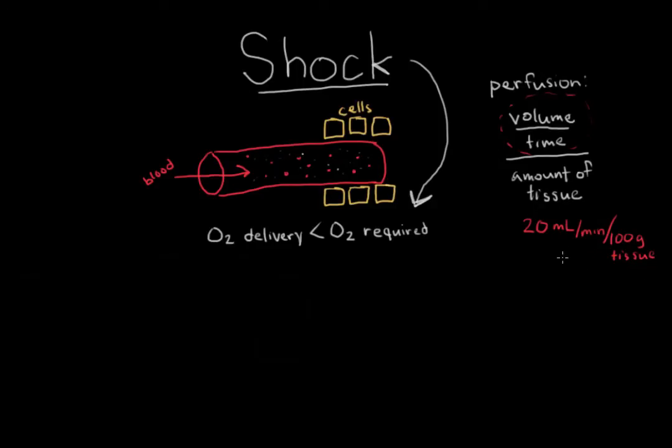Now we know that cells require oxygen, and there are things that can increase or decrease the amount of oxygen required by cells. For example, if you're exercising, you're going to have an increased oxygen requirement. But when we talk about shock, we mostly focus on this oxygen delivery. So let's take a look at oxygen delivery through the cardiovascular system.